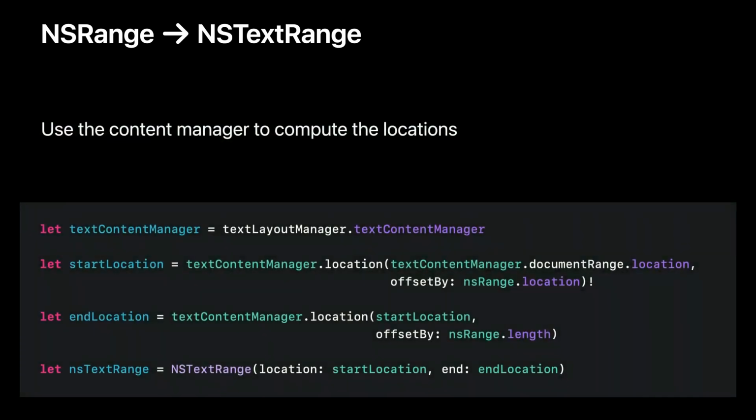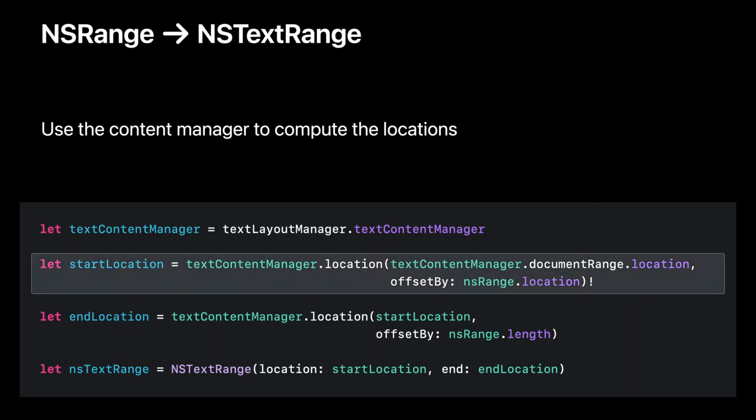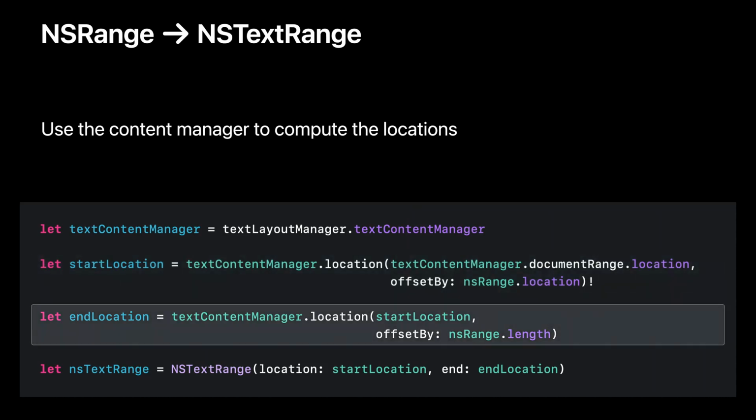In practice, the code looks a little different because NSTextLocations must be objects. You need to go through the content manager to compute the locations. For the start location, ask the content manager for the location of the beginning of the document, then offset it by the NSRange's location. Then offset the start location by the NSRange's length to get the end location.